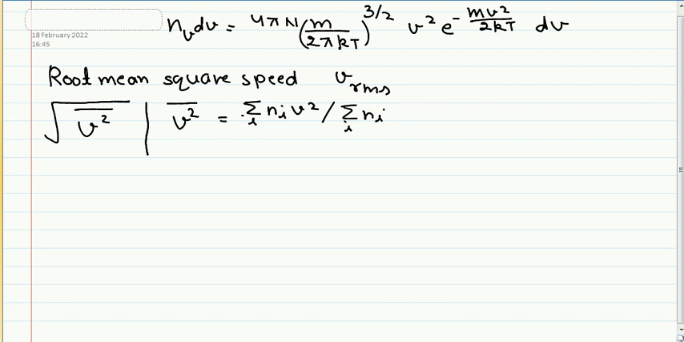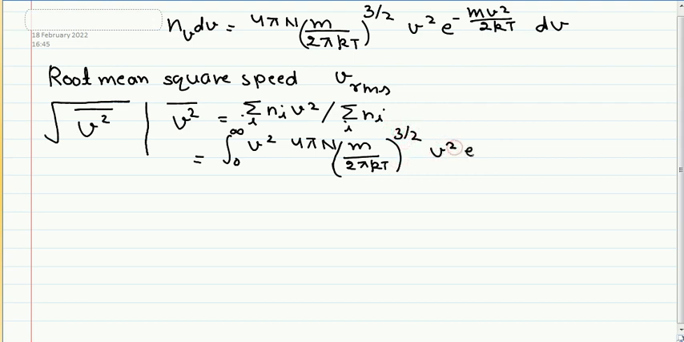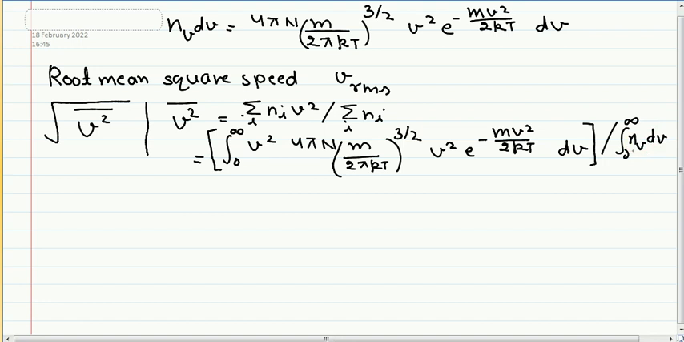So instead of the summation we will use the integration sign, so it will become integration within the limit 0 to infinity v square and then the value of n_v, which is 4 pi n times (m upon 2 pi kT) to the power 3 by 2, and then v square and e to the power minus mv square upon 2kT into dv, and then this whole divided by integration within 0 to infinity n_v dv, and this will give the total number of molecules, that is capital N.